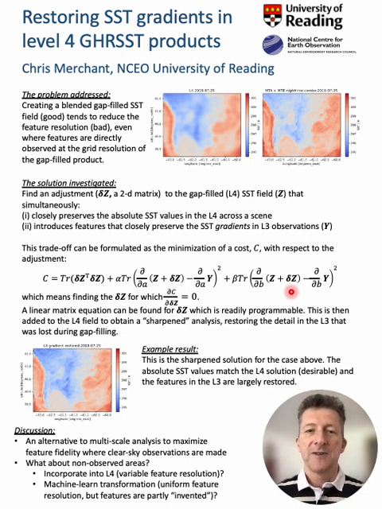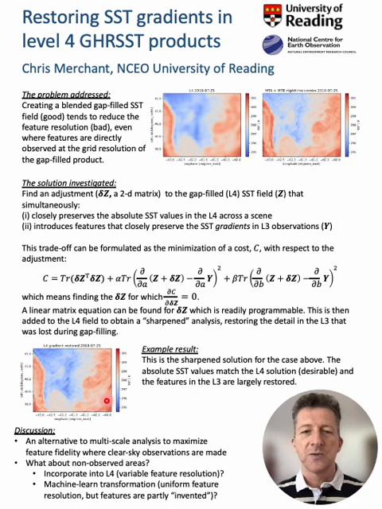That's found by finding the derivative of the cost function with respect to delta Z and setting that equal to 0. So there's a bit of mathematics involved in finding the actual solution, but it turns out to be a relatively tractable linear equation which gives us an estimate for a correction, delta Z. And that can be added to the level 4 analysis, giving us a sharpened result.